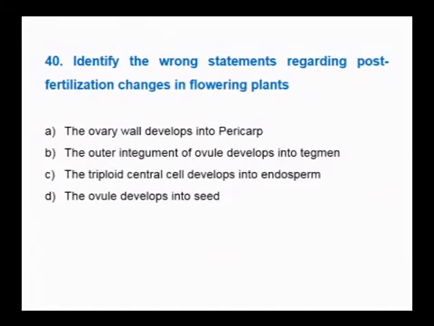Next question. Identify the wrong statement regarding post-fertilization changes in flowering plants. This question I already discussed even in the first chapter. The ovary wall develops into pericarp. Correct. Also called the fruit wall. Correct. The outer integument of the ovule develops into tegmen. See, this is wrong. The outer integument develops into testa. The tegmen is developed from the inner integument. Therefore, this statement is wrong.